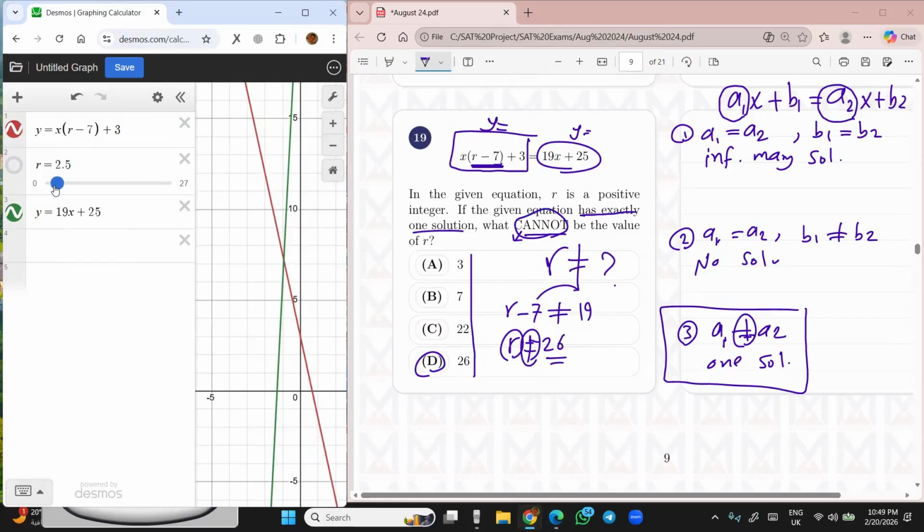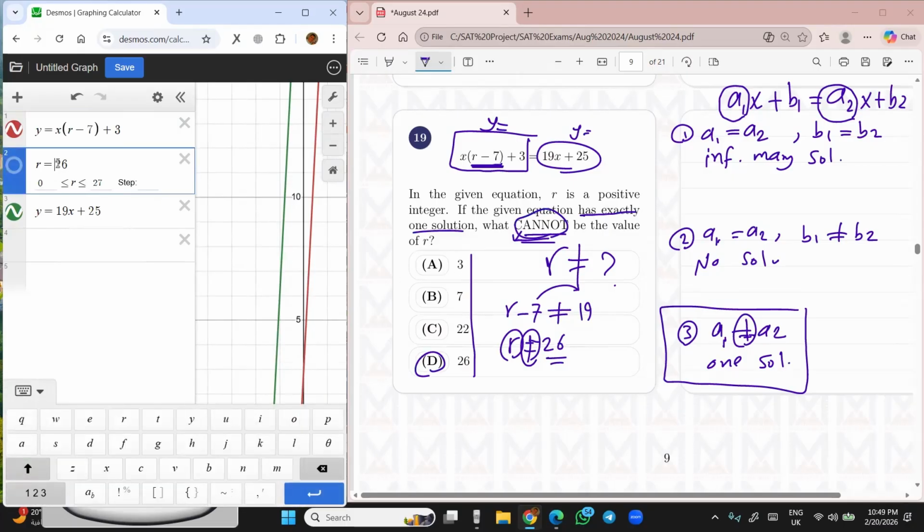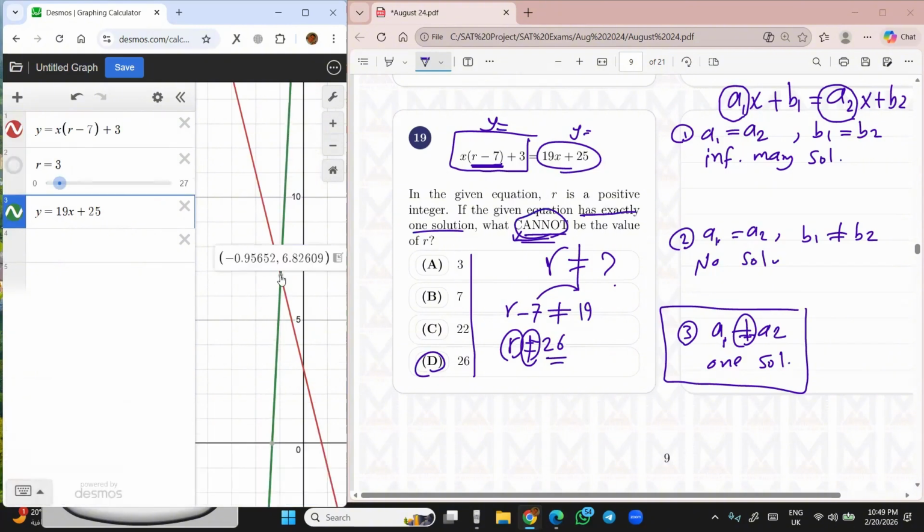r equals 1. Now we have one solution. Look, this is one solution. So everything is okay. We need to search for something that cannot be the value of r. If you move like this until here, this is where the lines have no solutions, when r is equal to 26. I know that this is not that easy to discover, but you can just check the numbers. You can replace r with the number 3. We have one solution, which is here.